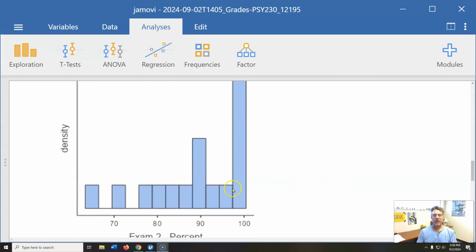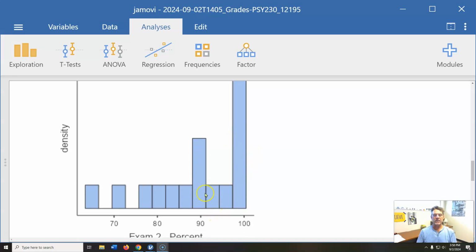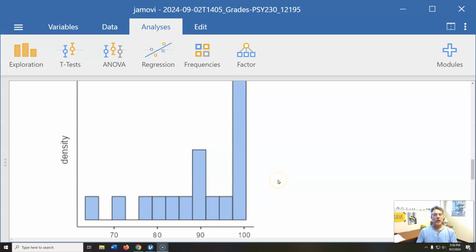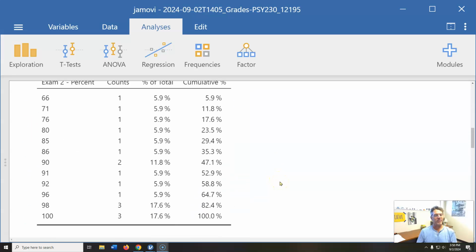So we had a number of scores that were perfect, and then a lot in the 90s, a lot in the 80s, and then a few in the 70s, and then the one in the 60s, right? These were the scores, a frequency table just for the scores that we have. So we had 3 perfect scores and 3 people with 98s.